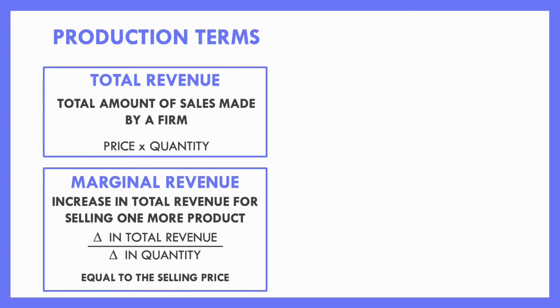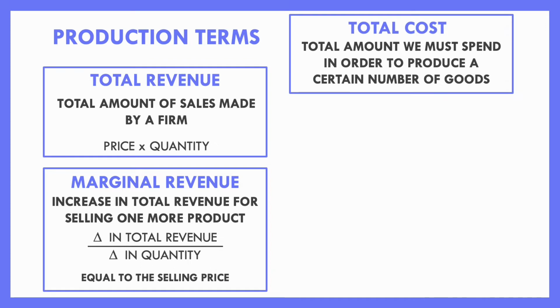Now, that's all great. That's the money we're making. But if you remember, in order to make money, you've got to spend money. And so we've got to also think about our costs. One that you're going to see is this idea known as total cost. So total cost is the total amount of money that we have to spend in order to produce some number of goods. If you want to make goods and services, you have to spend money on your resources, you have to pay your workers, you have to pay for your factory, all those types of things.